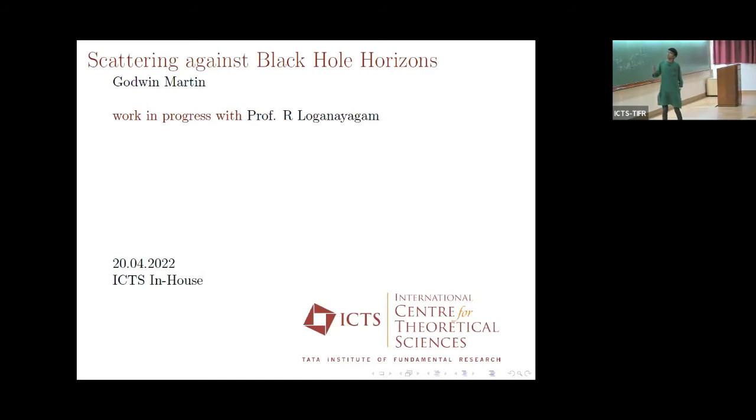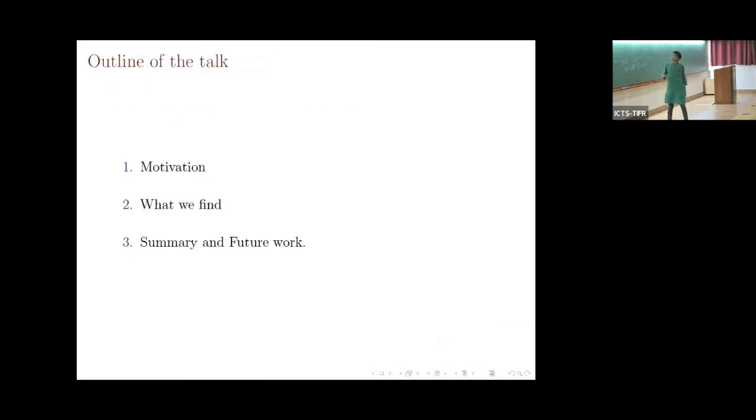I'd like to tell you about some work that I've been doing for the past few months with Loga, trying to understand this question of scattering against black hole horizons. This is a broad outline of my talk. I'll begin by describing and motivating my question. Then I'll suppress all of the technical detail and tell you what we find and what our salient features and results are, and then summarize and conclude with some future work.